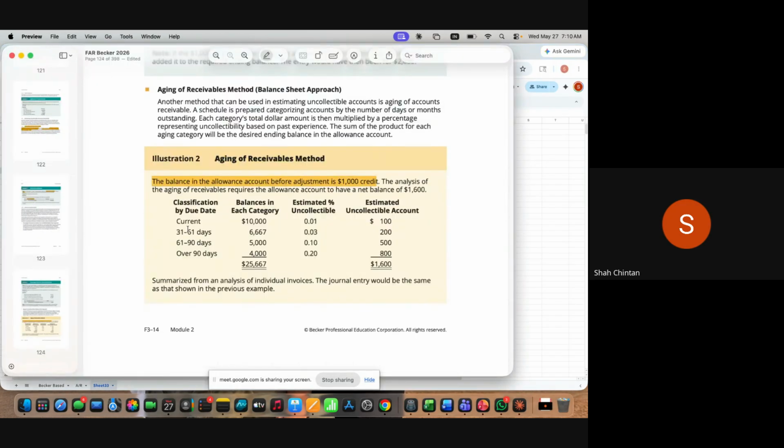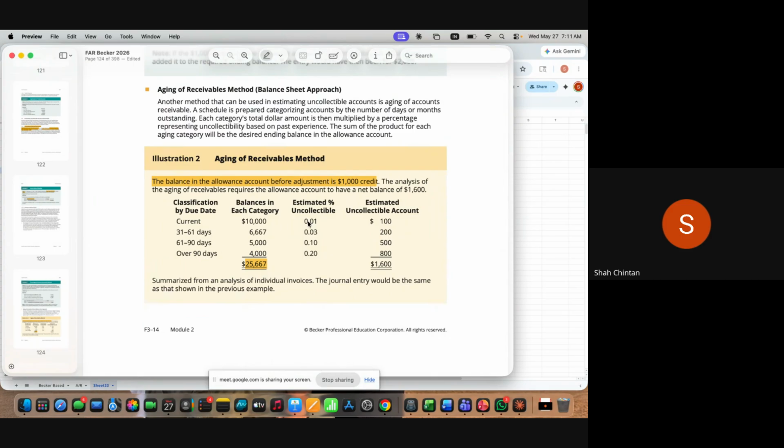Now, when your company saw you have an accounts receivable of 25,667, you do the aging buckets. आपको पता लगा $10,000 के जो अकाउंट्स रिसीवेबल है वो करंट बकेट में है. करंट बकेट का मतलब क्या होता है? Which are not due yet, मतलब within the due date है. For example, आपने उनको 30 डेज का टाइम दिया है, so these are the accounts receivable within 30 days bucket. Then you have a $6,600 का AR which is under 31 to 61 days bucket. Then you have a $5,000 ka accounts receivable in 61 to 90 days bucket. And then you have a $4,000 of accounts receivable which is more than 90 days.